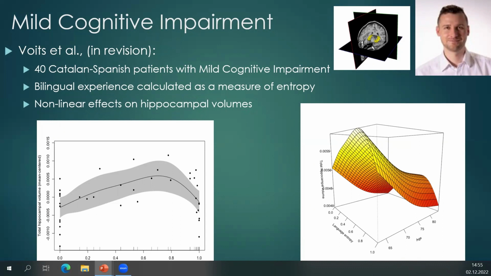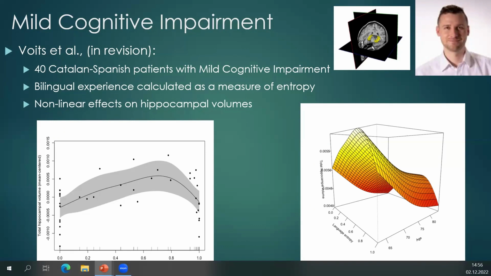And we measure their bilingual experience as a measure of language entropy, which is a newer way of measuring bilingual experience, taking into account social experience of the bilingual. And we found only an effect on hippocampal volumes.